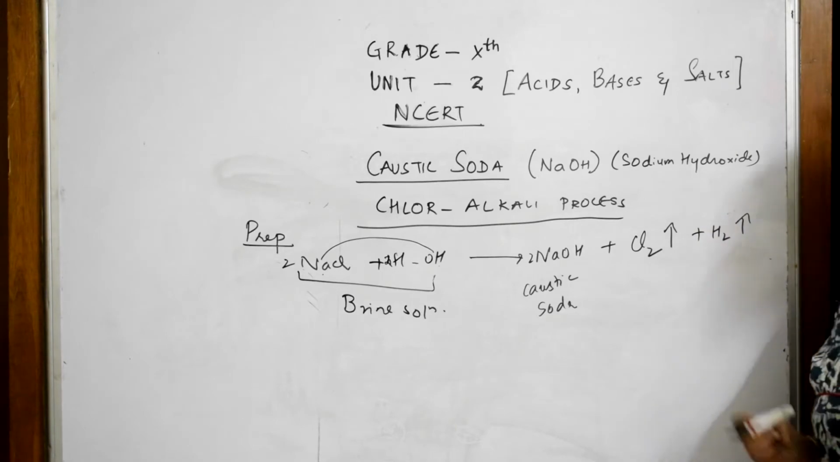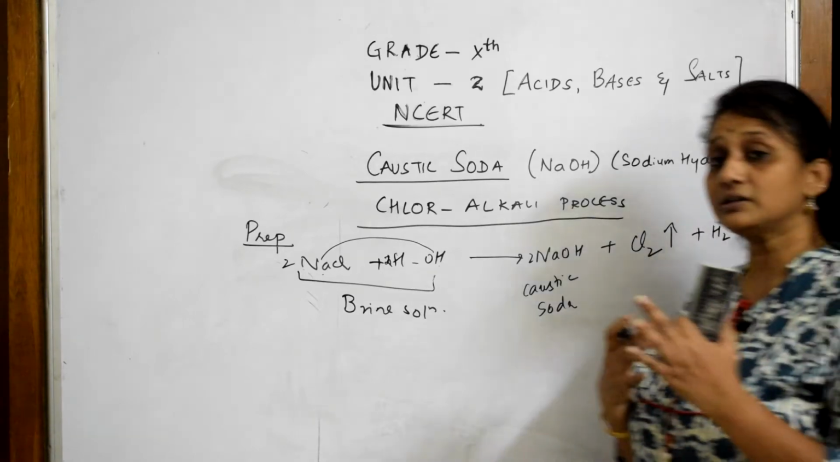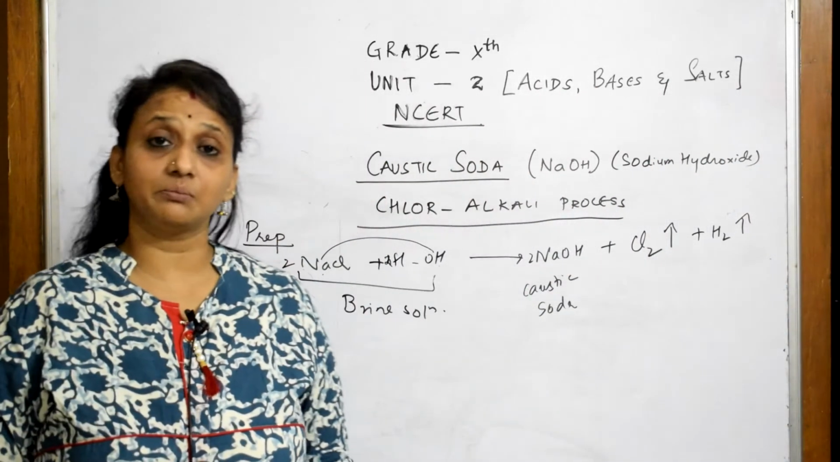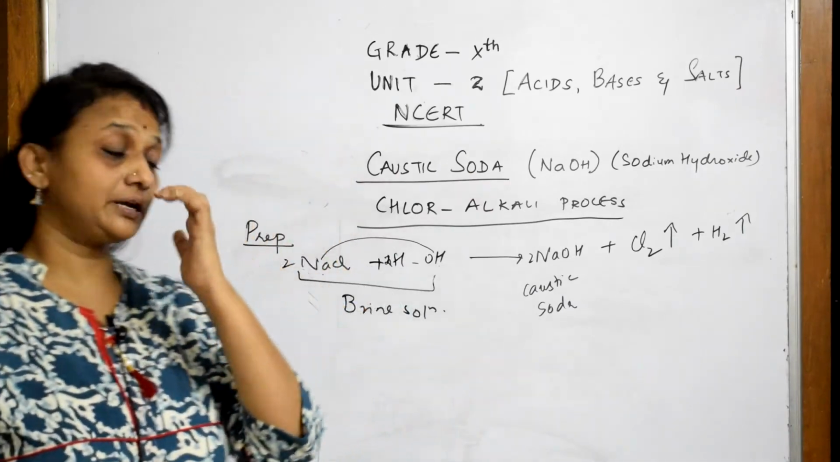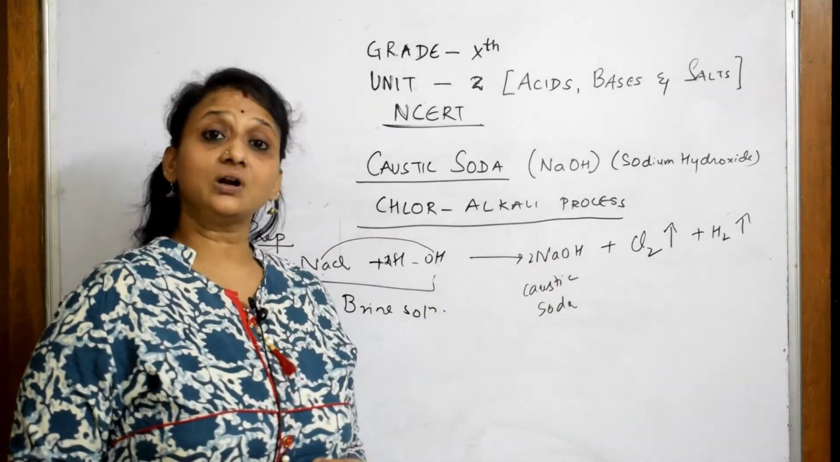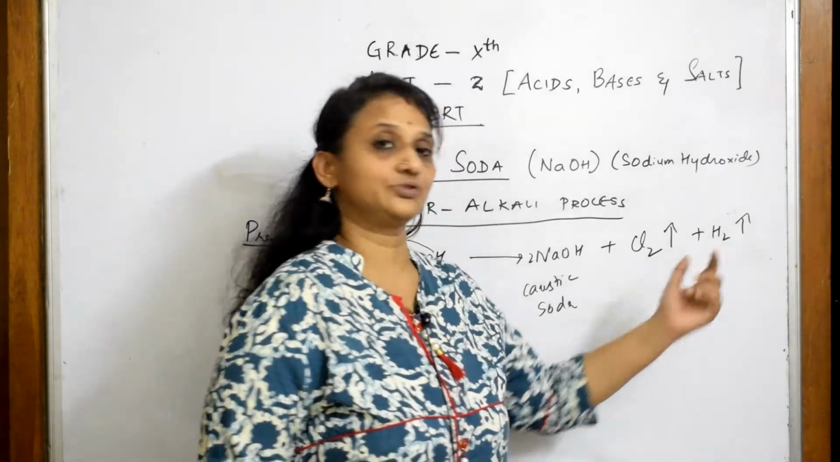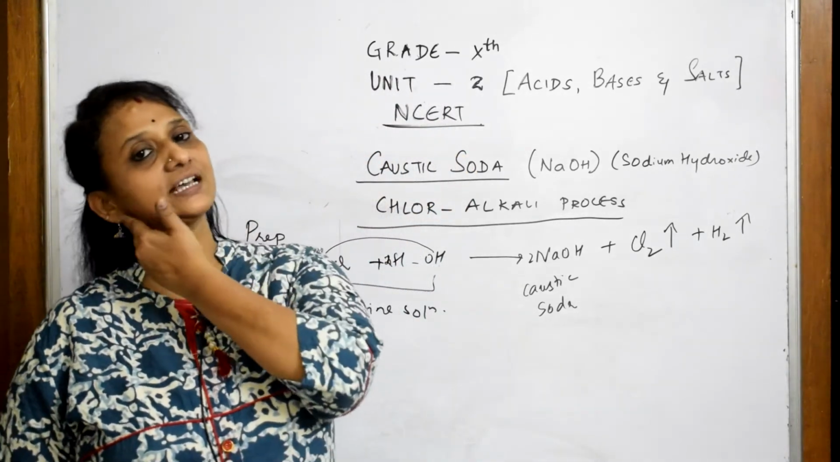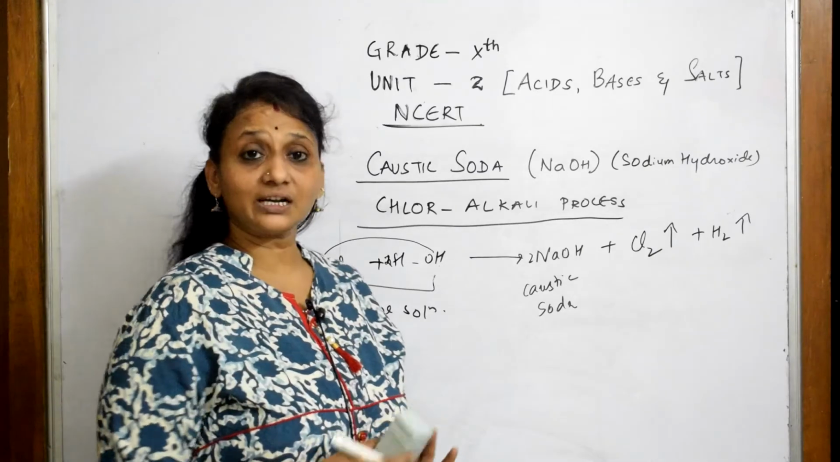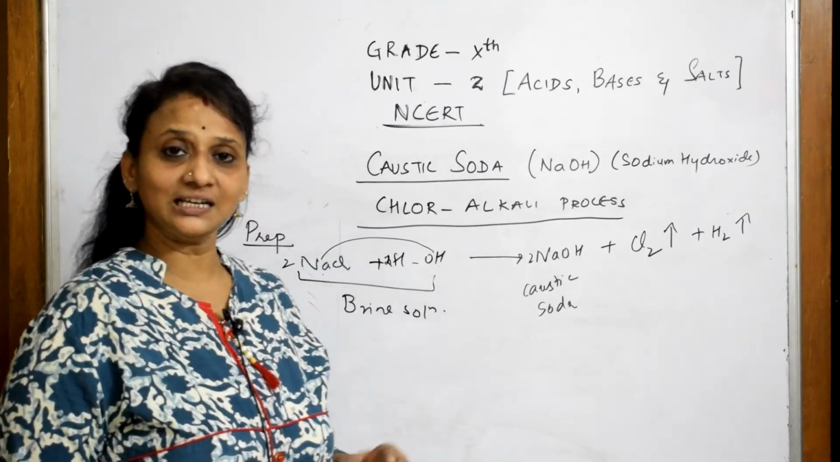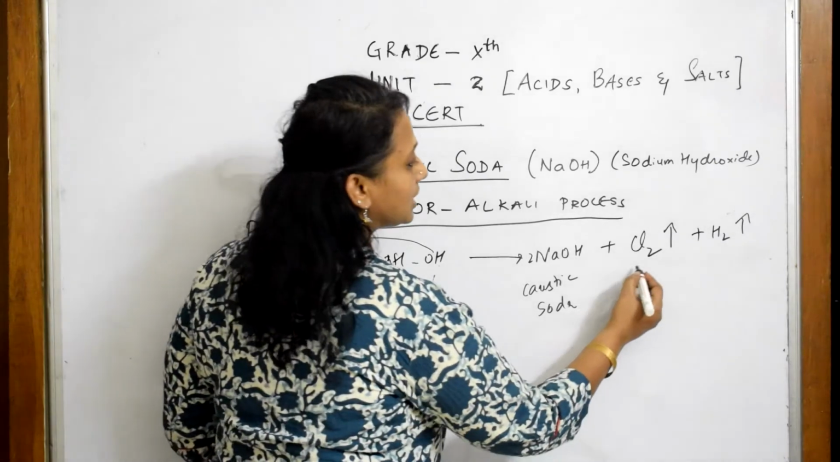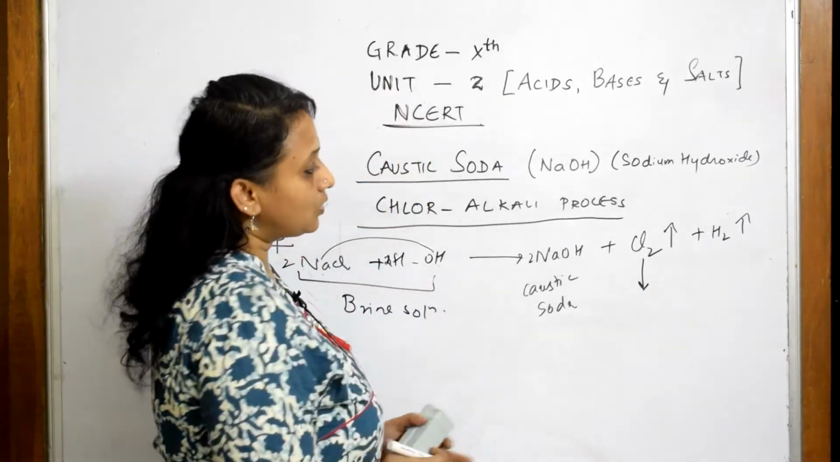Now, see here, students. I told you, whenever you are learning a chemical reaction, you need to remember what the main product is. What is the main product? Sodium hydroxide. What is a byproduct? Chlorine. What is one more byproduct? Hydrogen. Right? Chlorine gas and hydrogen gas are the byproducts. Now, in the electrolytic cell, you're going to see the construction later, but you need to remember chlorine gas is evolved.